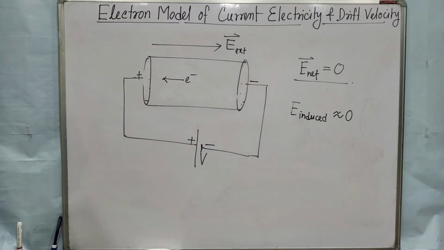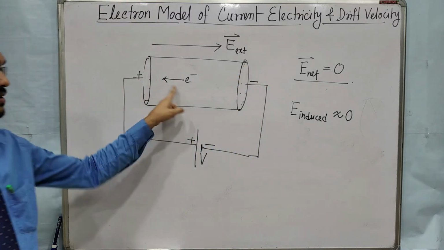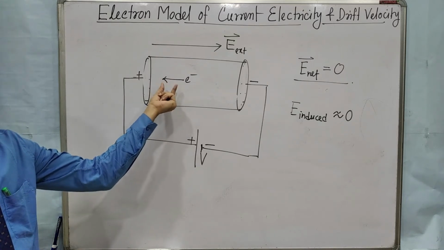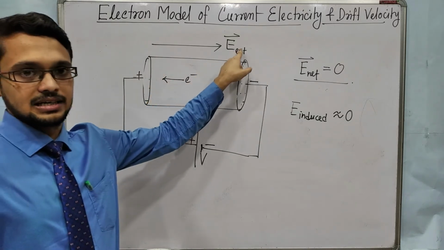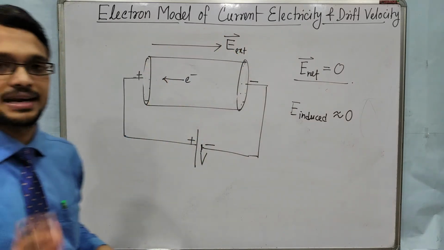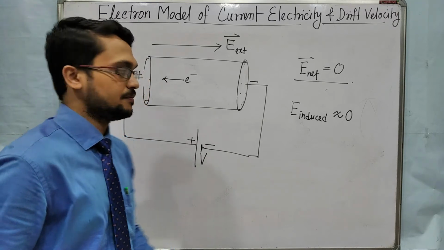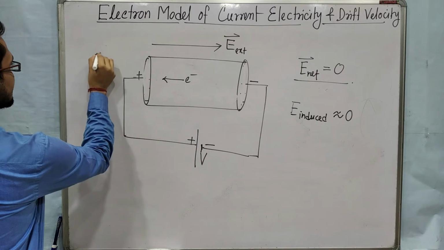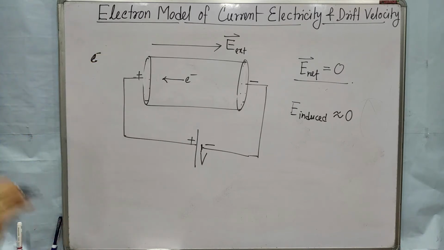Okay, so electrons will flow in a particular direction. This particular velocity is due to what? Due to the external electric field. But at the same time, each electron will have another velocity, that is thermal velocity. So if we take any one electron, then that electron will have two velocities.